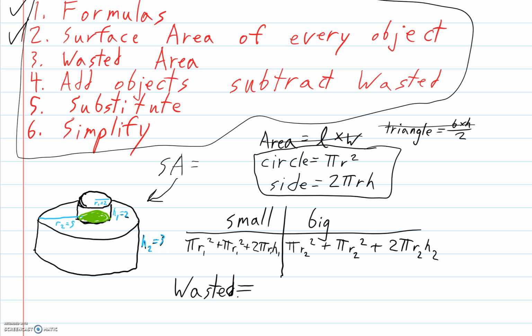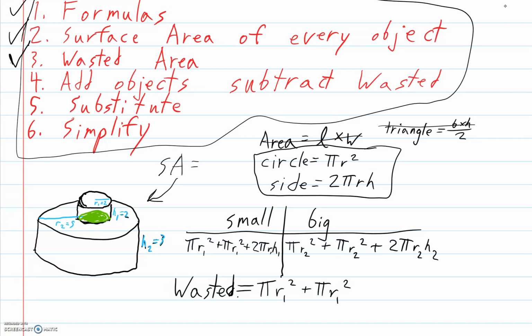We have it wasted on the bottom of the small cylinder, and we have the same area wasted at the top of the big cylinder. So we could either have 2 times it, or I'm going to write it out: pi R1 squared plus pi R1 squared. Okay, so that's our wasted area. So we have our small area, our big area for the 2 different cylinders, and our wasted area. Now we can check that one off.